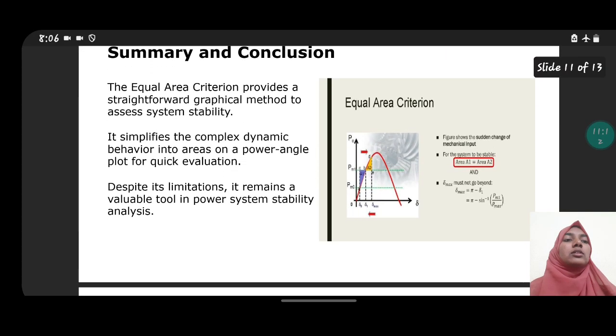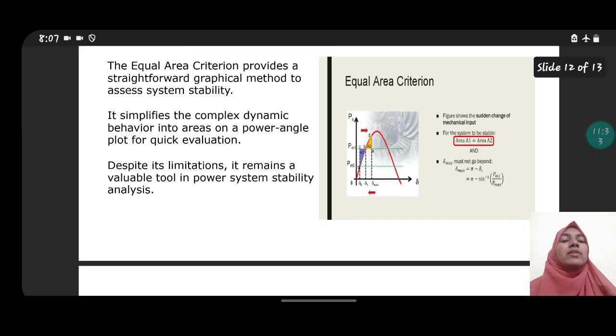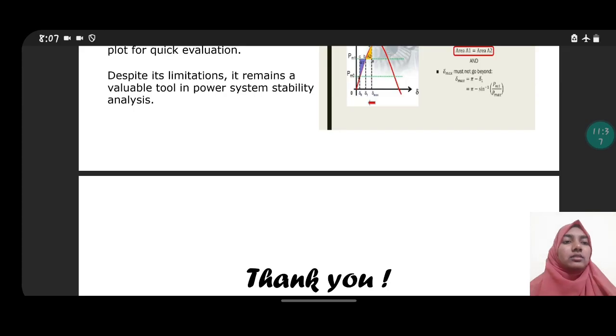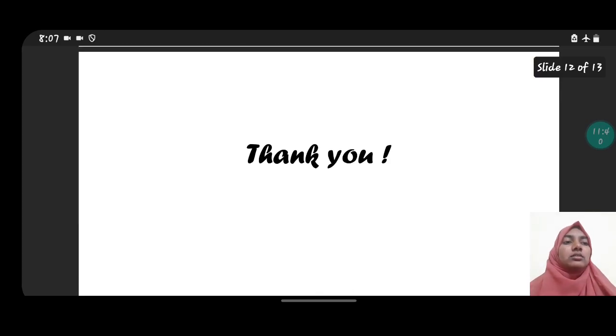So, summary and conclusion. The equal area criterion provides a straightforward graphical method to assess system stability. It simplifies the complex dynamic behavior into areas on a power angle plot for quick evaluations. Despite its limitations, it remains a valuable tool in power system stability analysis. Thank you.